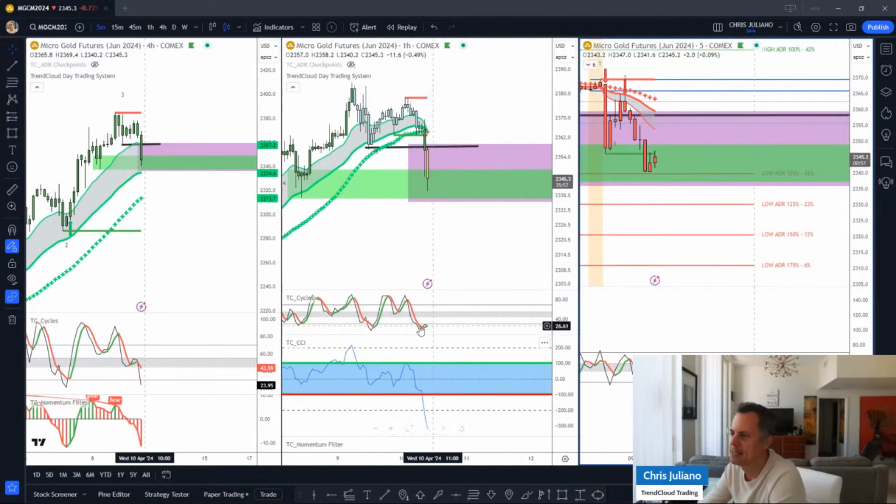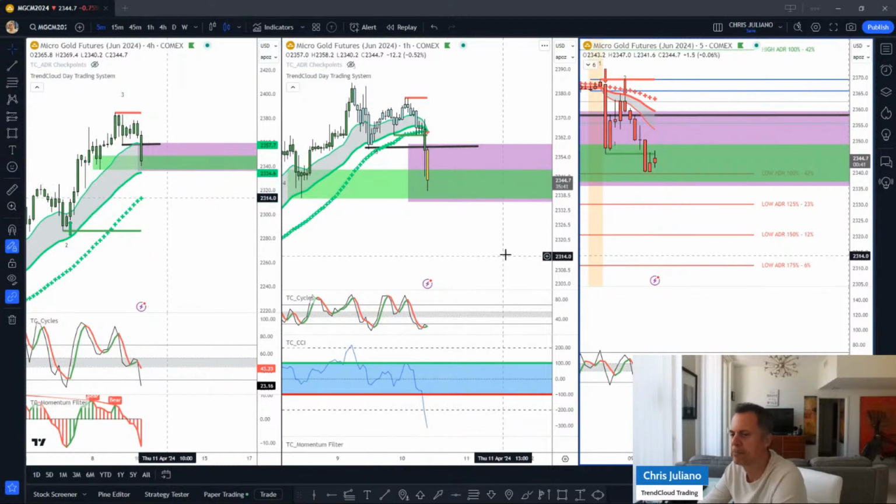If you want to go against momentum, right? If you want to start lining up the cycle indicators, like here we're getting that cycle starting to point up on the middle time frame, right?